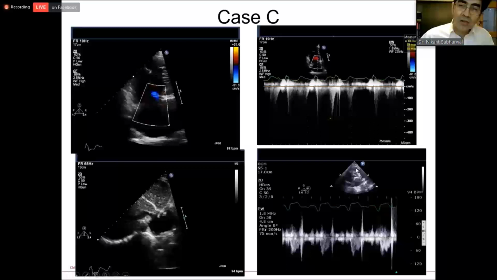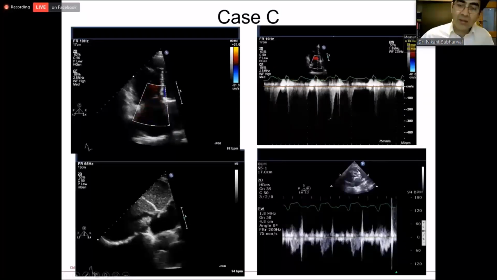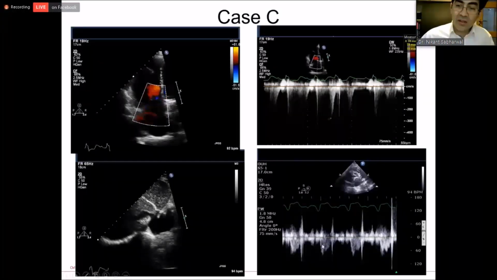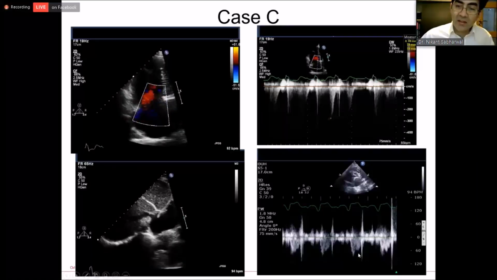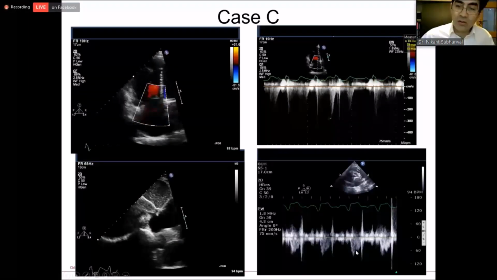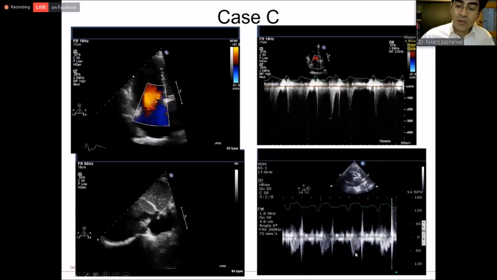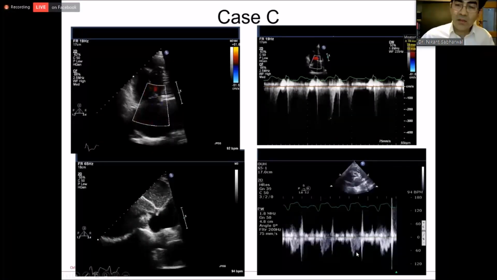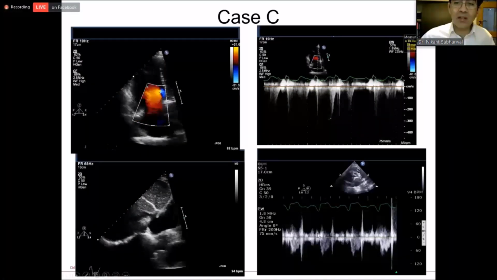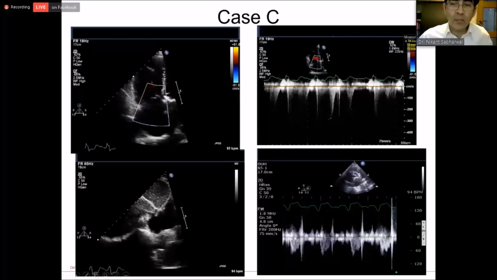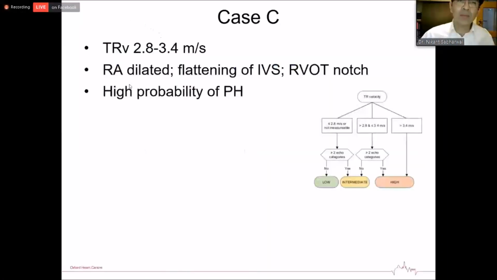When you measure her RV outflow tract velocity and VTI, we can clearly see that mid-systolic notch on the bottom panel. This mid-systolic notch is one of those criteria for raised PH. So this patient has a TR velocity that's between 2.8 and 3.4. They're straight down the intermediate group. We now need to look at our echo categories.